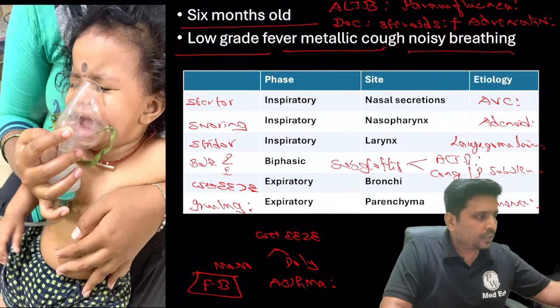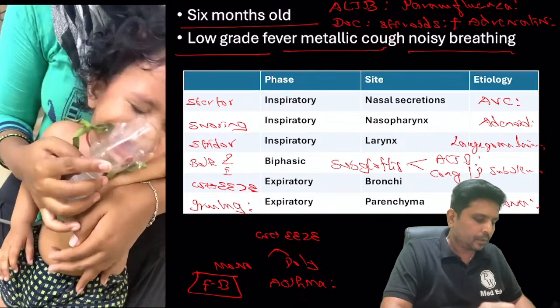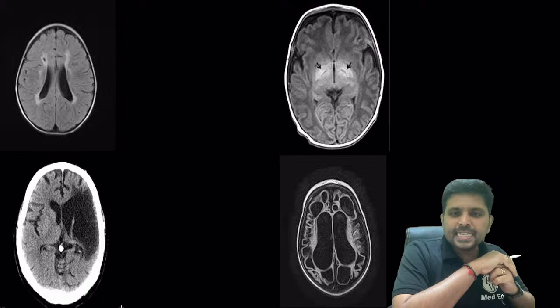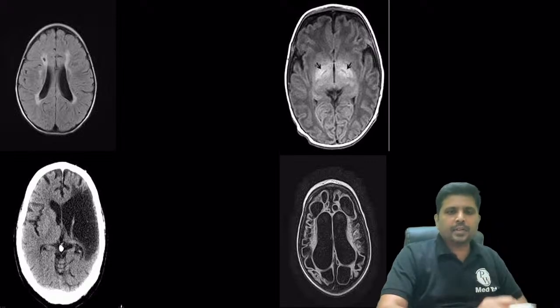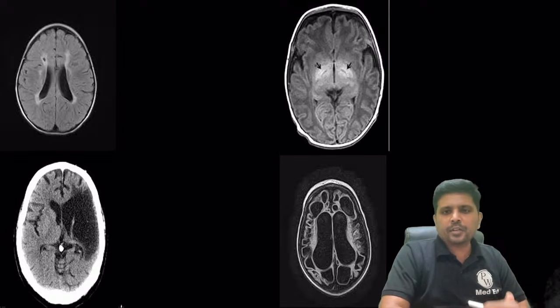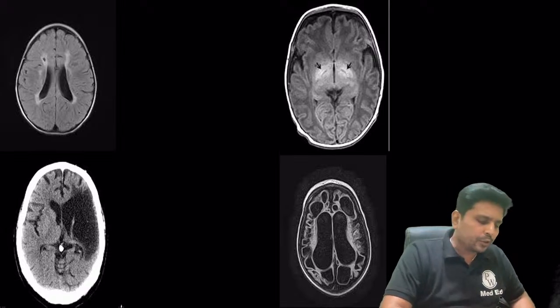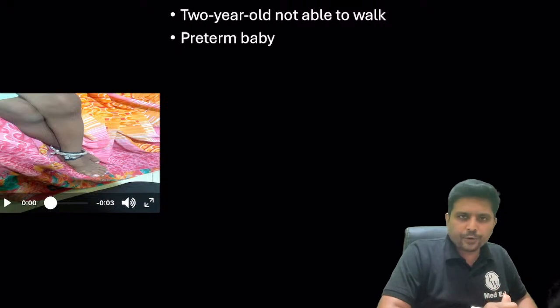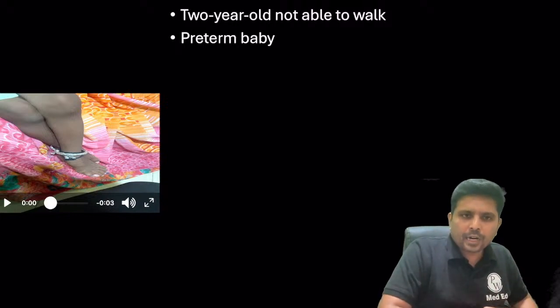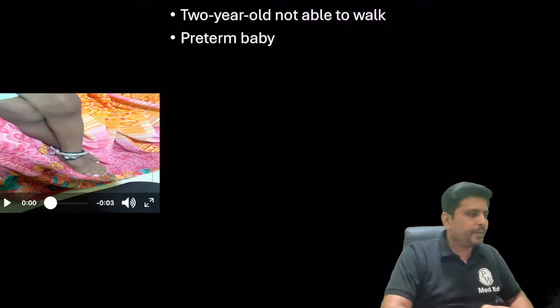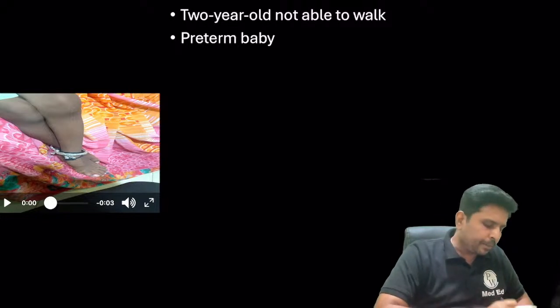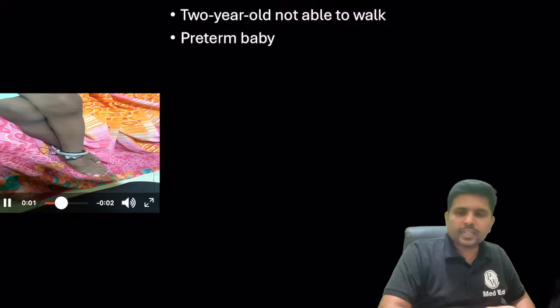Now let's go to the third one. I have different types of CT scans which show certain pictures, and based on this CT scan, let me show you one more video. What is this? 2-year-old not able to walk, preterm baby. Look at this. What is this?